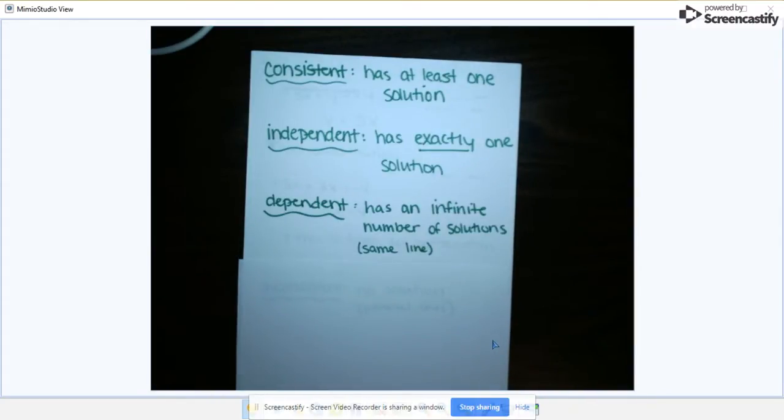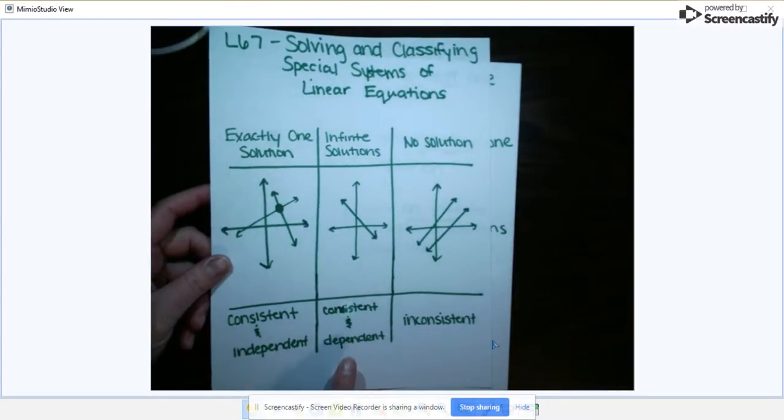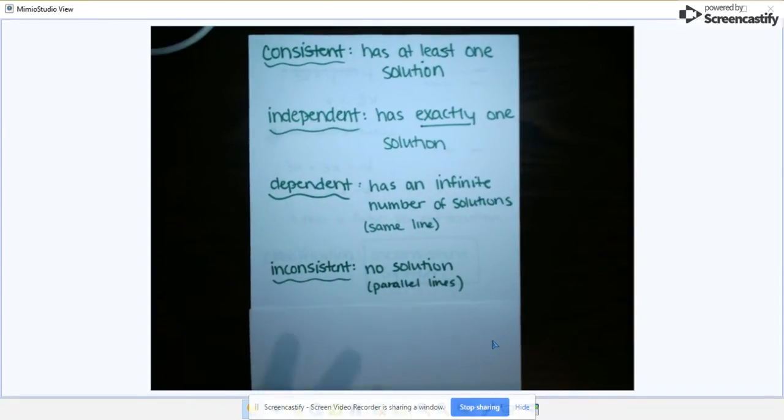Dependent means it has an infinite number of solutions, which again is why this middle section was consistent and dependent. And then inconsistent means we don't have any solutions. So you will always have an inconsistent system if you're working with parallel lines.